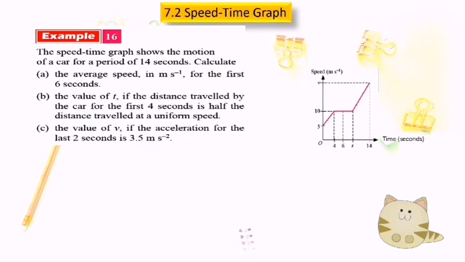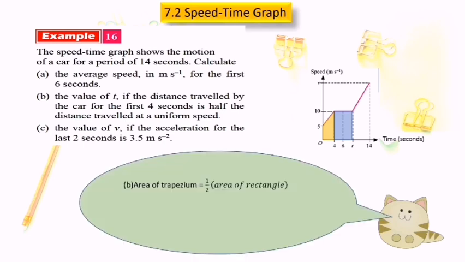B. The value of t if the distance traveled by the car for the first 4 seconds is half the distance traveled at uniform speed. The area of yellow color represents the distance traveled by the car for the first 4 seconds, whereas the area of the blue color represents the distance traveled at a uniform speed. Area of trapezium equals 1/2 area of rectangle.